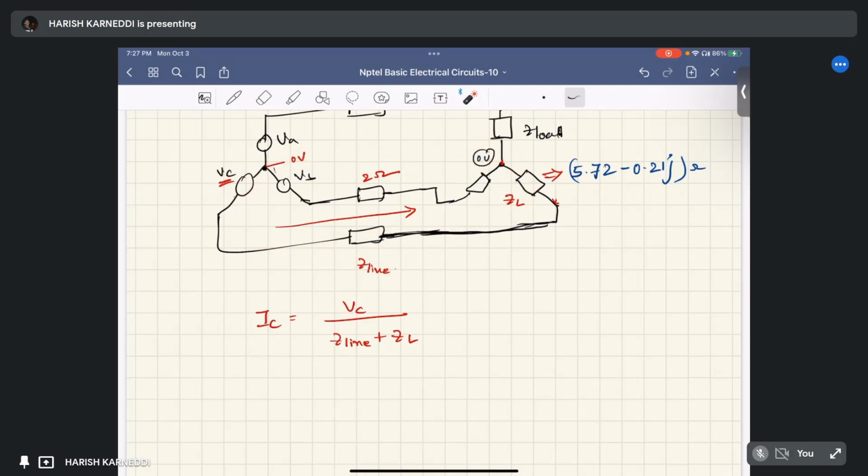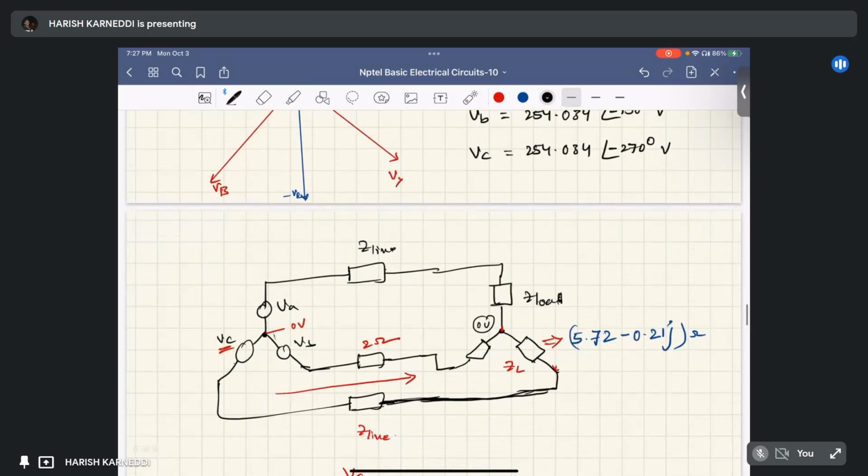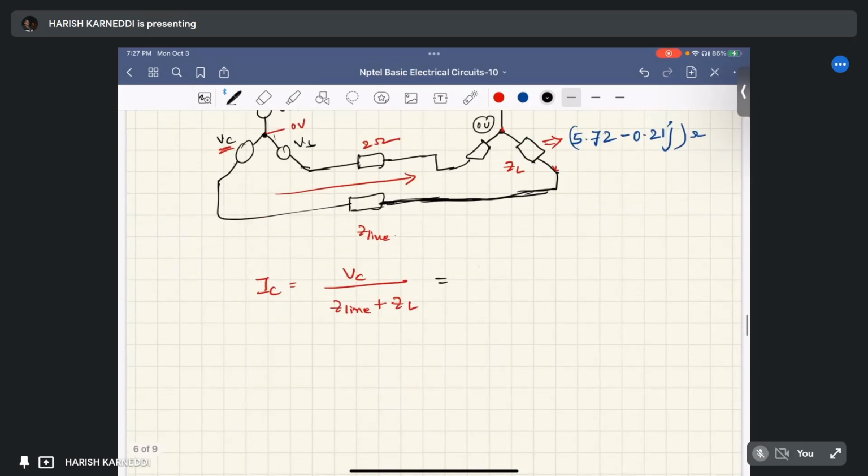So we can write VC equal to, as we just calculated, 254.034 at an angle of minus 270 degrees, divided by Z line, which is 2 ohm, plus Z load, which is 5.72 minus j0.21.